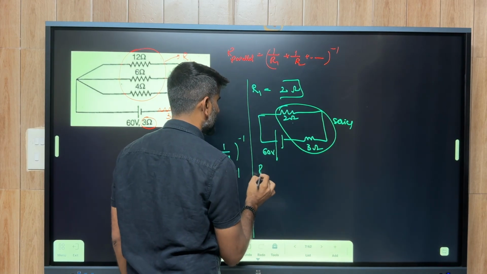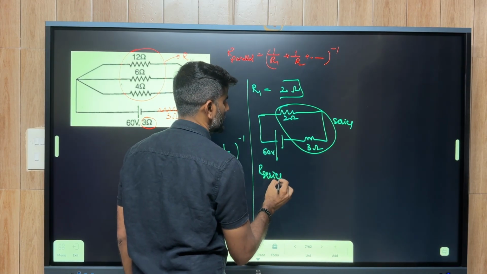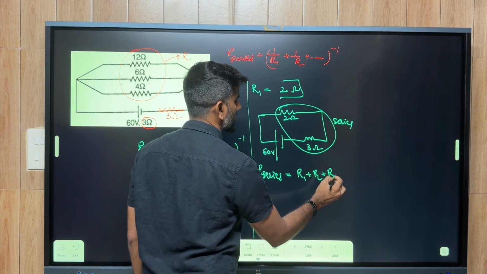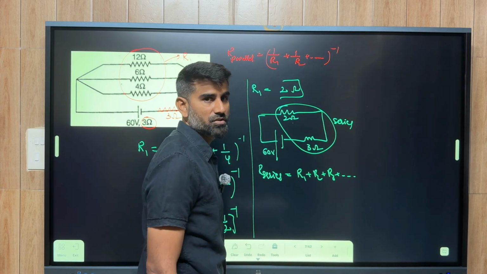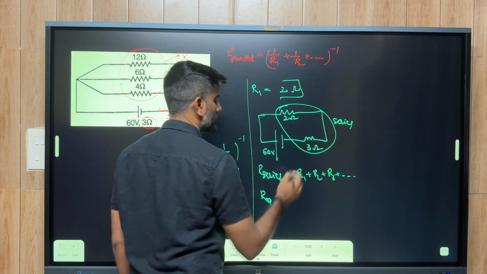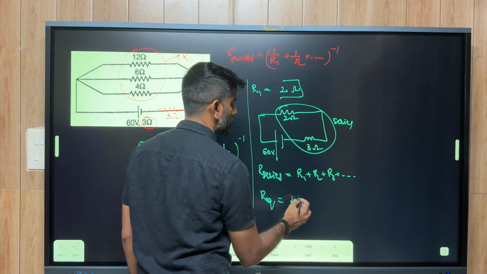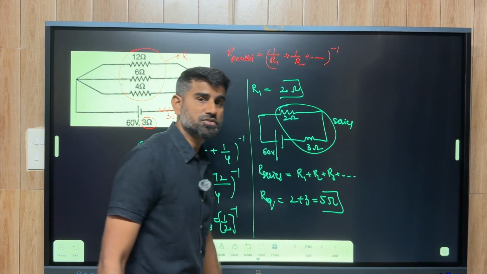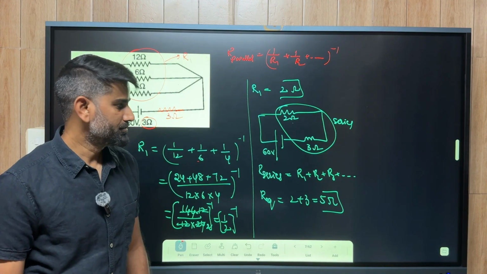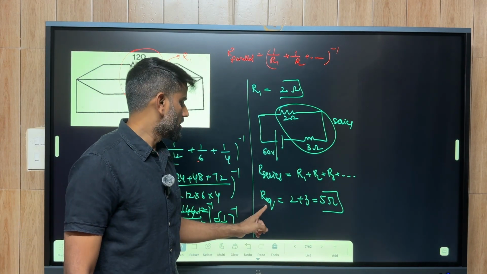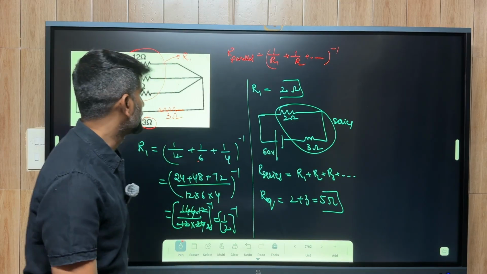In case of series combination, the equivalent resistance is R1 plus R2 plus R3 and so on. As we have only 2 resistors, this R equivalent of the given circuit is, what is it? 2 plus 3 is equal to 5 ohms. I hope the solution is clear to you, right? R equivalent is equal to 5 ohms.